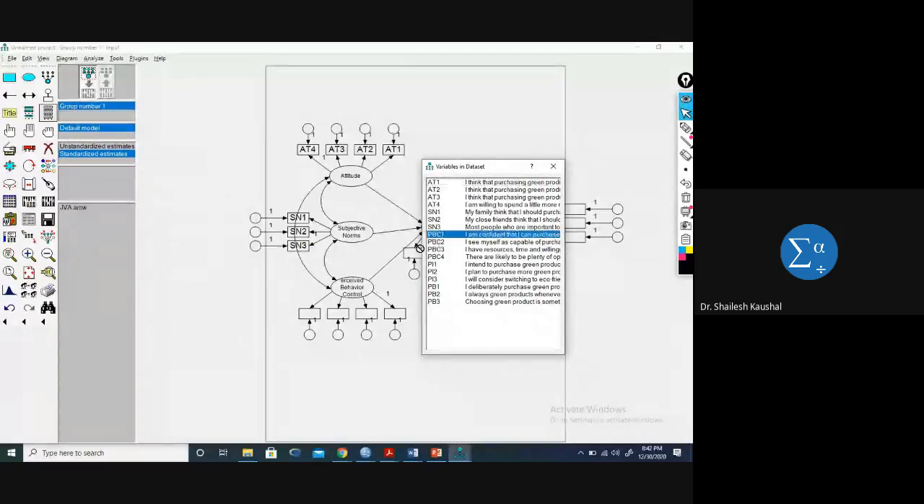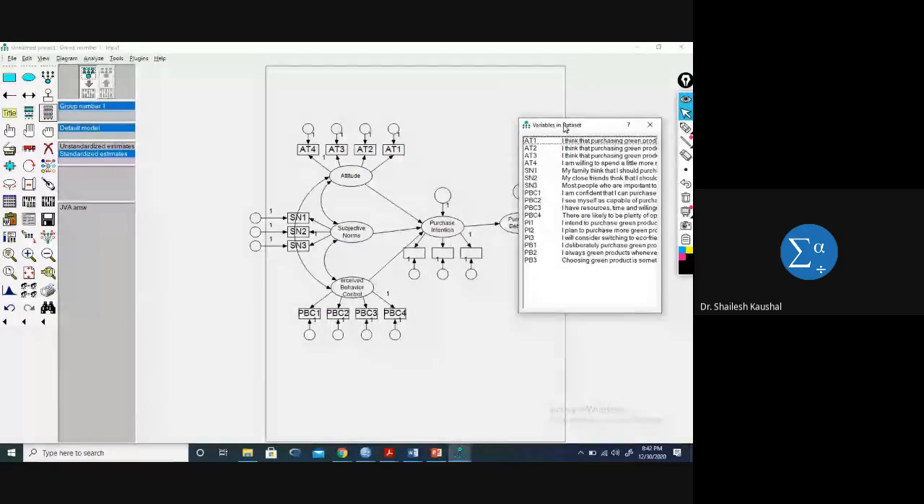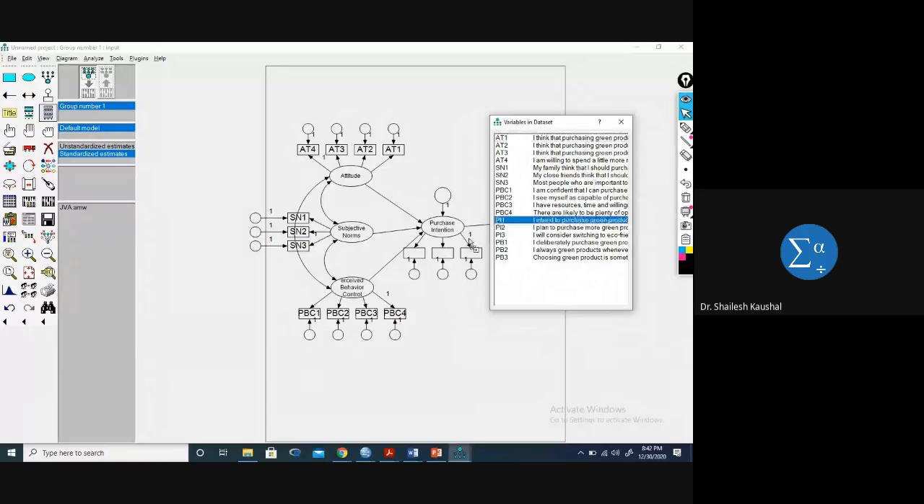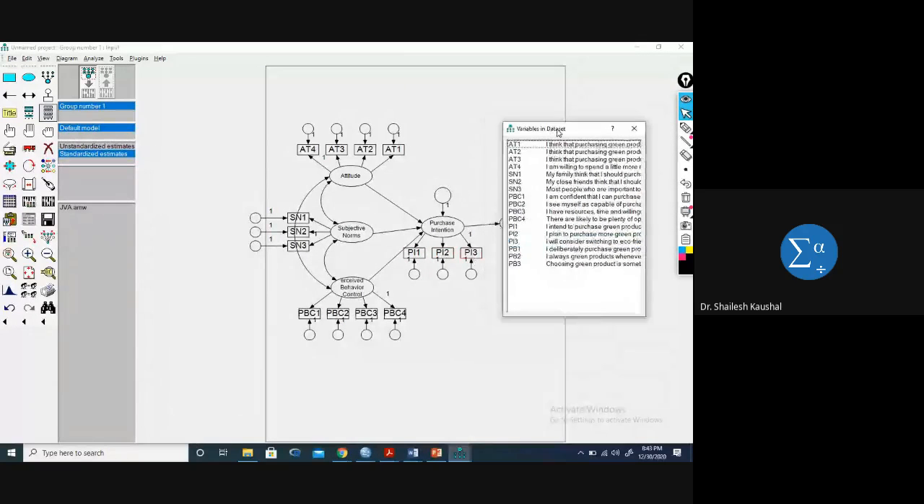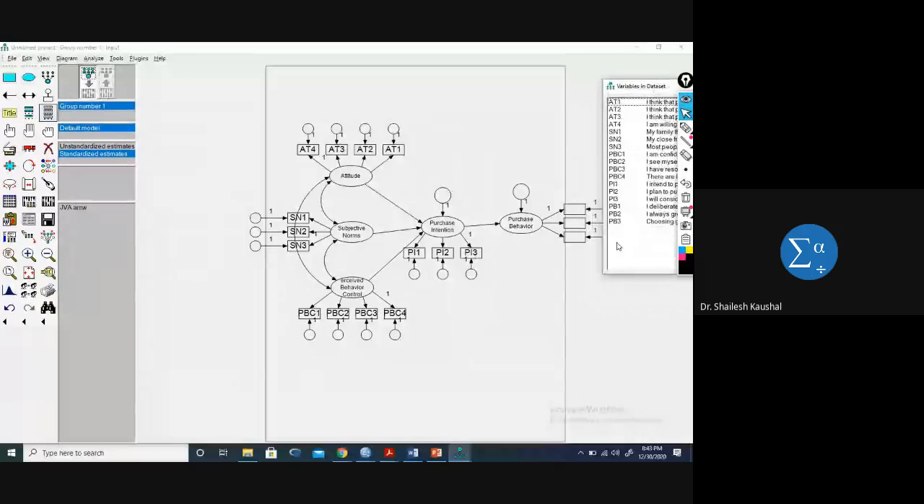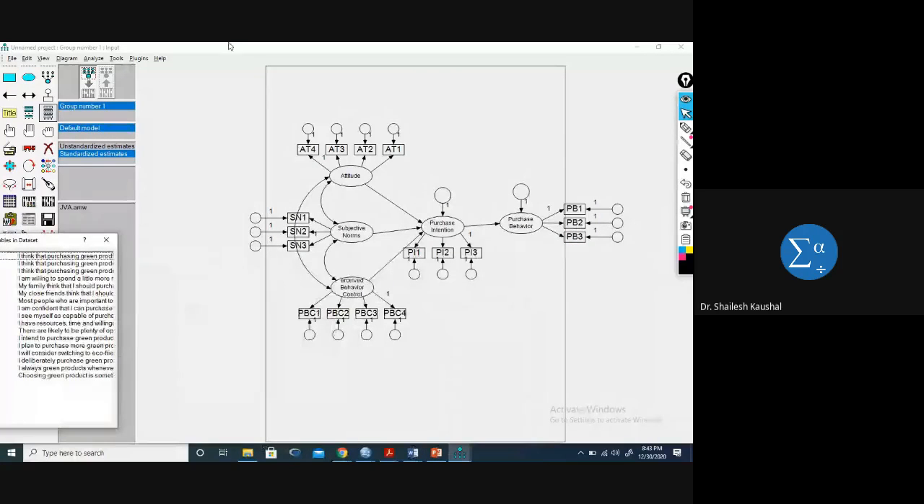PBC1, PBC2, PBC3, PBC4, and then purchase intention 1, purchase intention 2, purchase intention 3, and then next is purchase behavior control 1, up to purchase behavior 3. Okay, now for the unobserved variables we will put E1, E2, E3 and all these things.